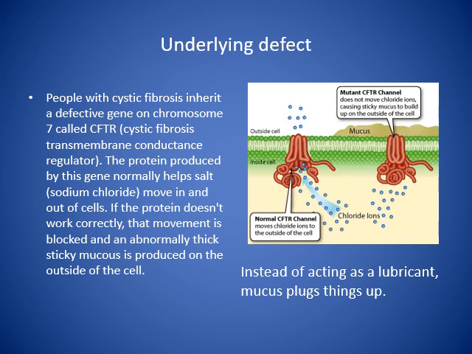Underlying defect in cystic fibrosis. I'll explain it to you right here. It's a defect on chromosome 7, which is responsible for creating a protein that helps sodium chloride, or salt, move in and out of the cells. If the protein isn't working correctly, then the salt cannot move in and out of the cells.